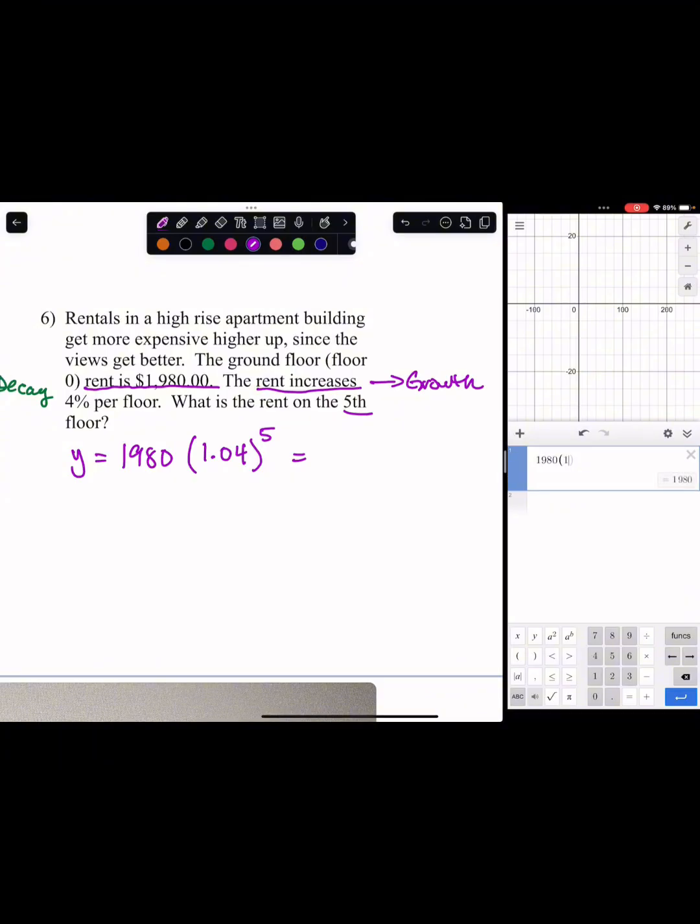So $19.80, parenthesis, 1.04, close parenthesis, raised to the 5. So on the 5th floor, you can expect to pay $2,408.97. That's what it's going to cost on the 6th floor.